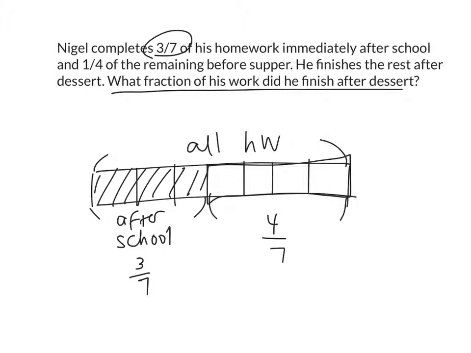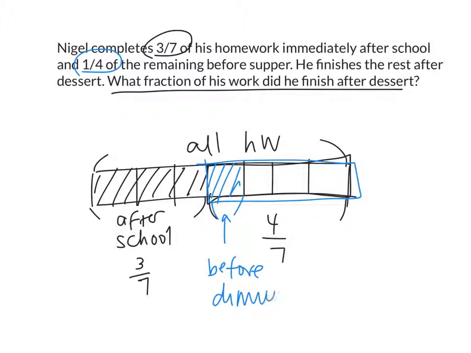But he doesn't do those all in one sitting. He finishes 1/4 of the remaining, and this is the remaining right here. He finishes 1/4 of it before he eats dinner. So actually, conveniently, it's into fourths already. So this is before dinner. Okay, now the rest, which is this amount right here, he is finishing after dessert. The question's asking what fraction of all of his work does he have after dessert? Well, we can see here he has 1, 2, 3 sevenths left to do after dessert. So the answer would be 3 sevenths.